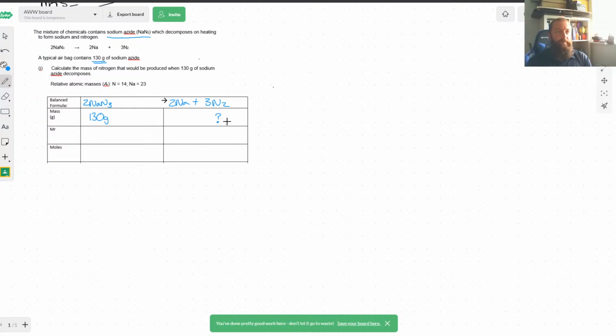Say hi to Rosie. Hopefully she's doing this calculation as well. I think it's brilliant that we've got a 10-year-old doing quantitative chemistry.